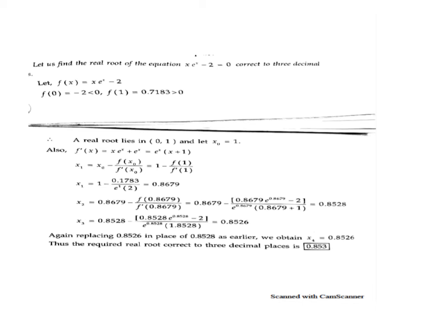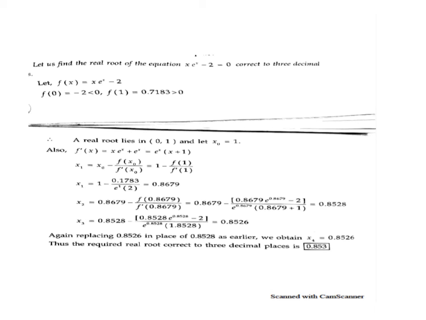So we also require to find the derivative of the function, f'(x). Now the function is x e^x − 2. Here we have to use the product rule for differentiation. So x is kept as it is, and the derivative of e^x is e^x, plus e^x is kept as it is and the derivative of x is 1. Therefore e^x is common, and we get f'(x) = e^x (x + 1).